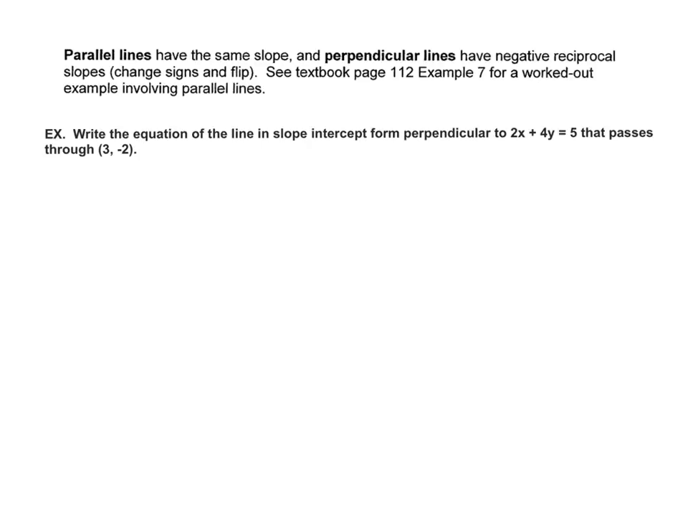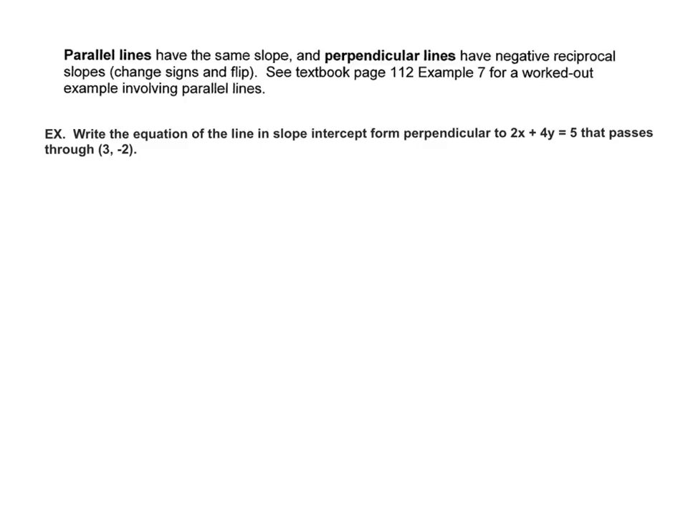Parallel lines have the same slope, and perpendicular lines have negative reciprocal slopes. That means you flip it over and change the sign. In your textbook on page 112, example 7 gives you a good worked out example involving parallel lines, and then I'm going to do an example involving perpendicular.